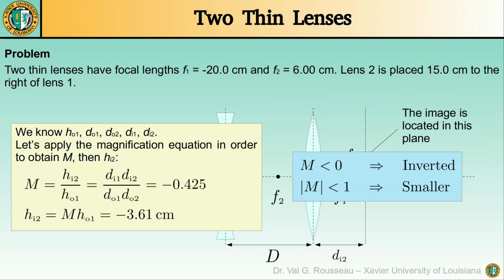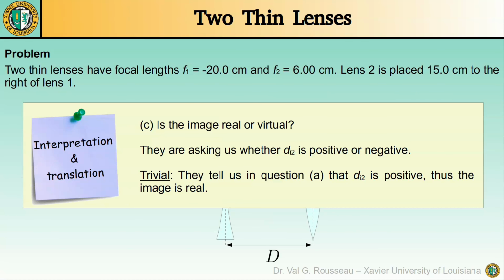Since the magnification is negative, we conclude that the image is inverted. And since the absolute value of the magnification is smaller than 1, we conclude that the image is smaller than the object. Answering question C is trivial. We found a positive value for the final image distance, which implies that the image is real.